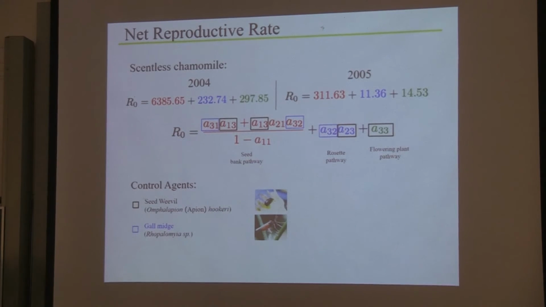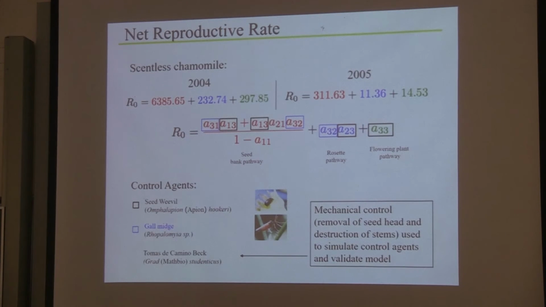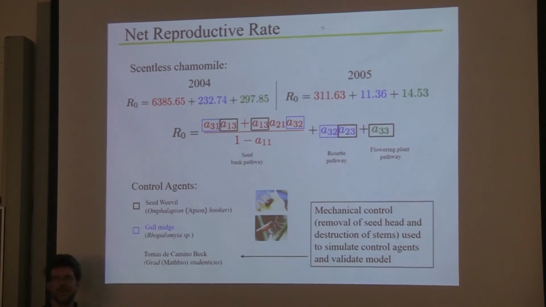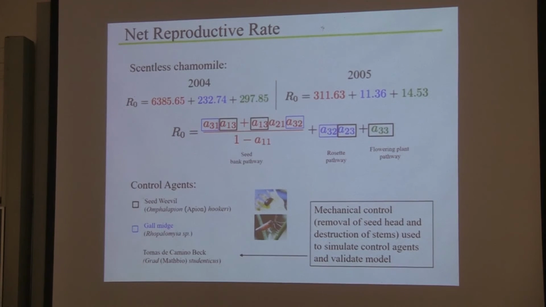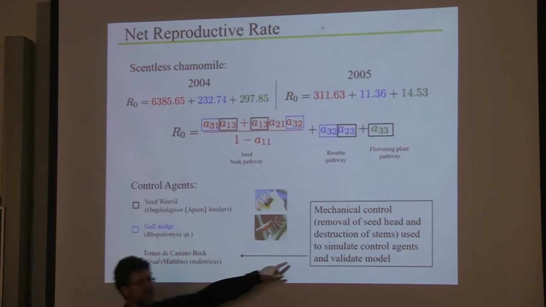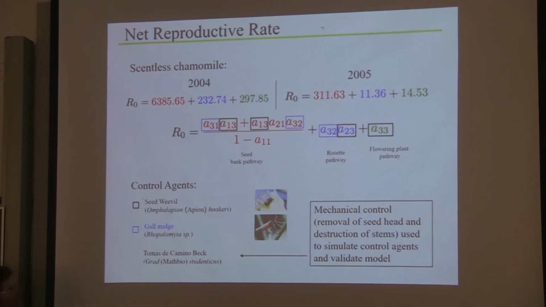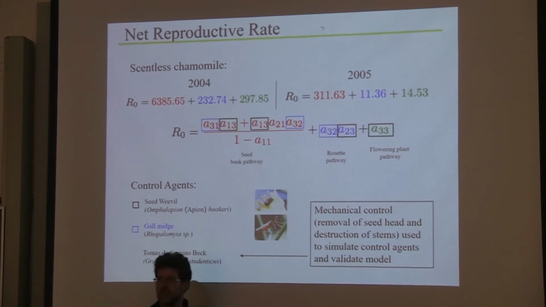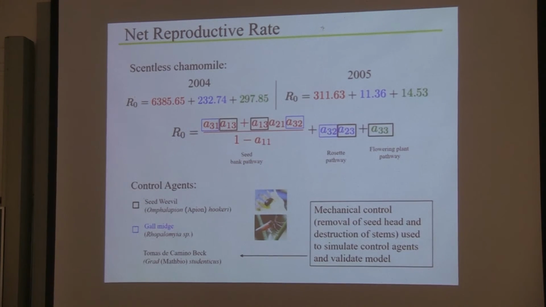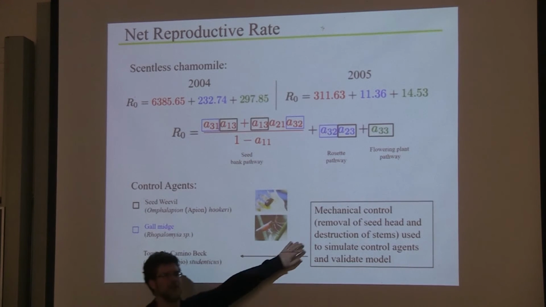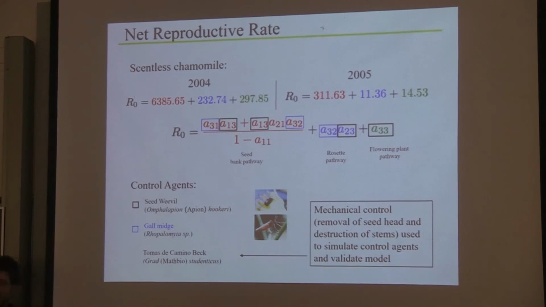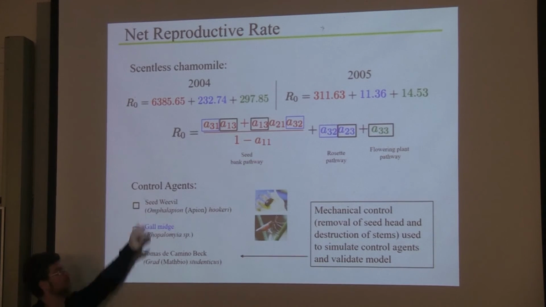I won't talk about that, but I will say that the most effective control agent was this species here, grad math bio studenticus, who was my student, who did mechanical control, removing the weeds' seed heads. He used this to simulate the control agents and validate the model. It turns out mechanical removal is actually the most effective thing here, more effective than these others.